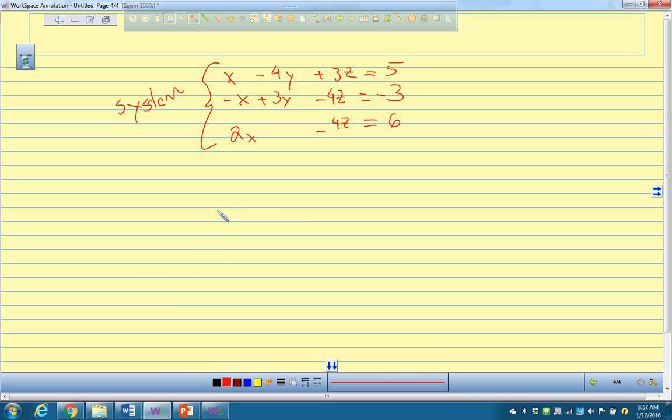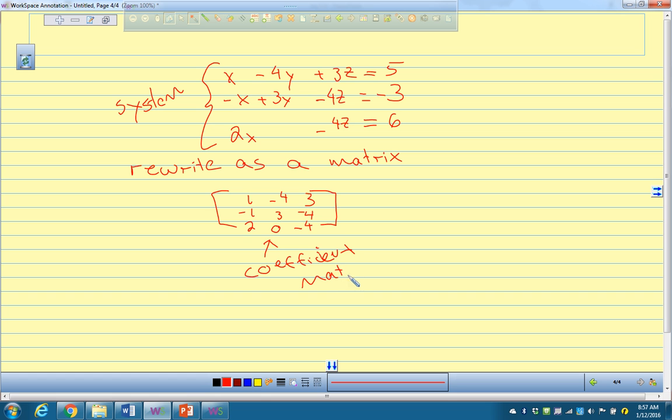But I could rewrite that as a matrix. All you have to do is write the coefficients in one matrix. So 1, negative 4, 3, negative 1, 3, negative 4, and 2, and negative 4, what goes in here? 0. So this is called the coefficient matrix. And then you can write the second set of numbers as a column matrix, 5, negative 3, 6. And this is called the constant matrix.